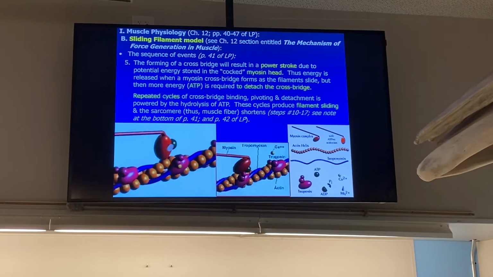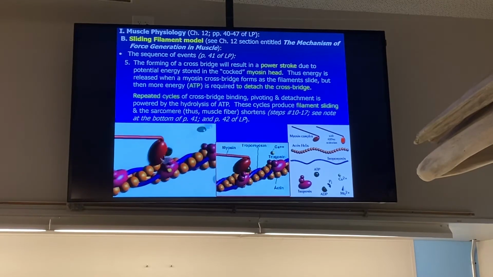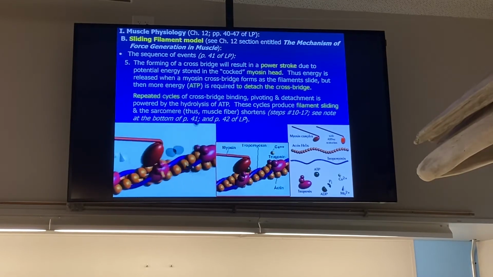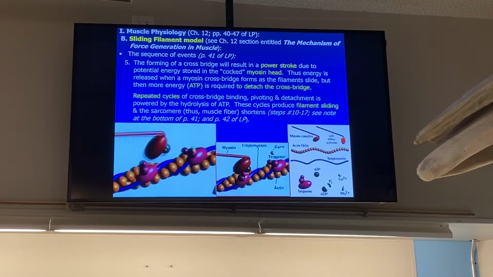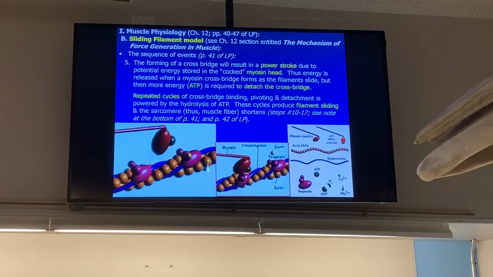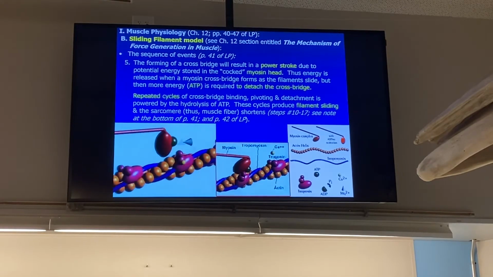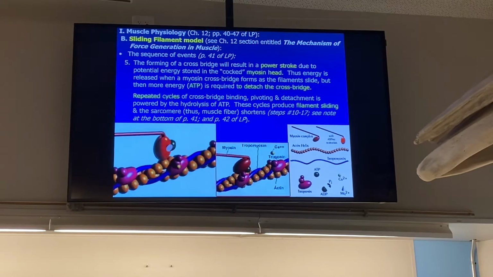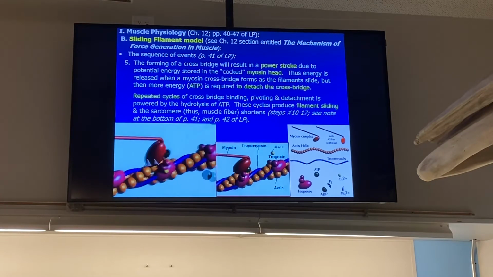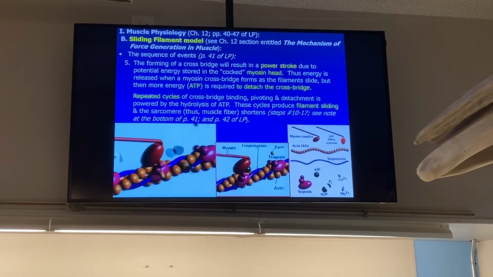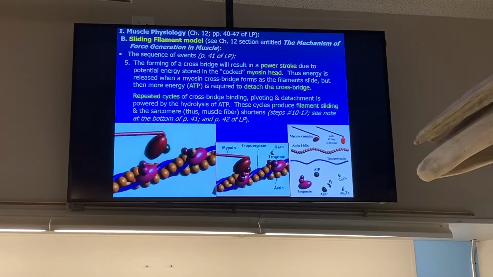A really good illustration of this would be in the Summer Olympics, but who knows if Japan's going to have Summer Olympics now. It's in Olympic rowing. Same sequence of four. The filament that's sliding is the boat. They put the oars in the water, cross bridge. They power stroke. They take the oars out, detachment, reposition, recocking. Same sequence of four. Cross bridge, power stroke, detachment, recocking. And you got a sliding boat.